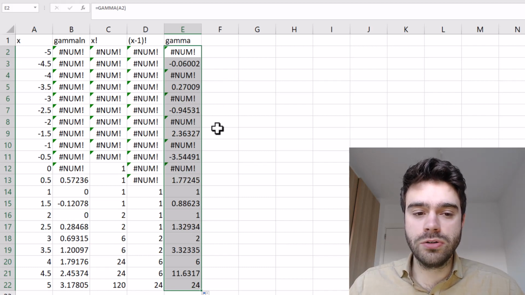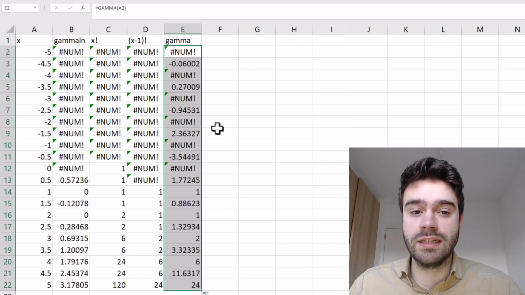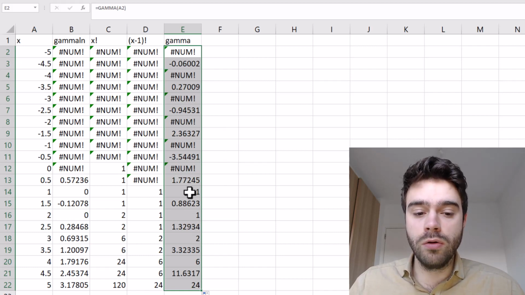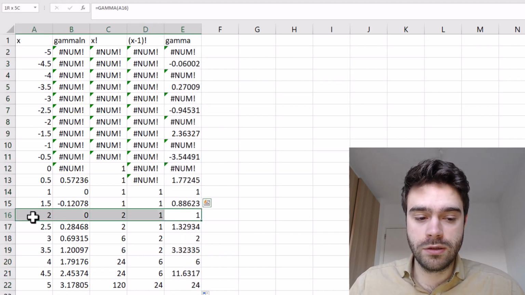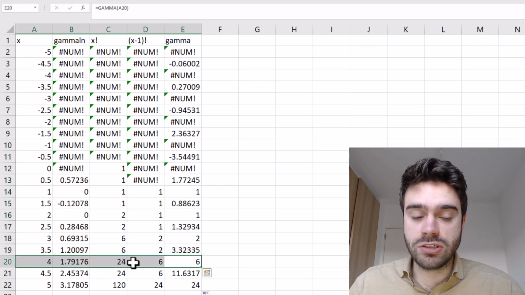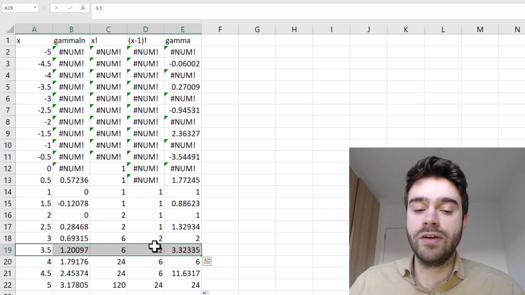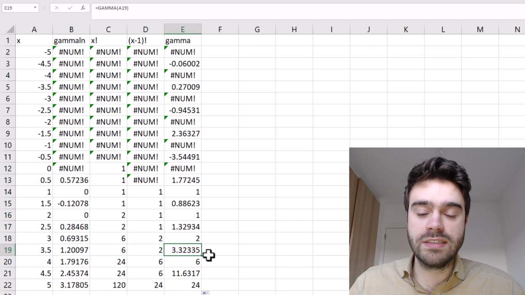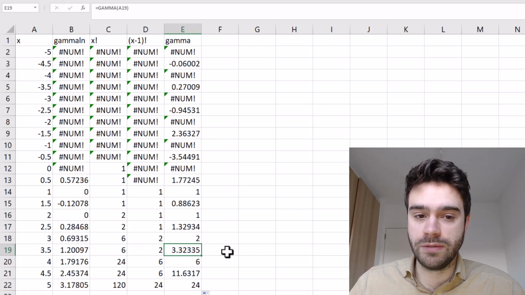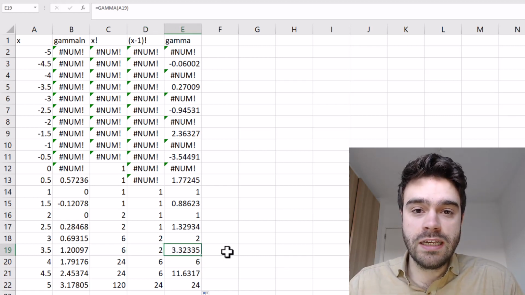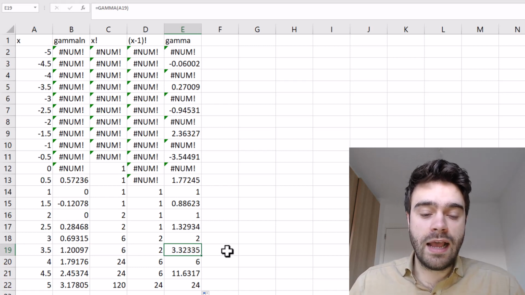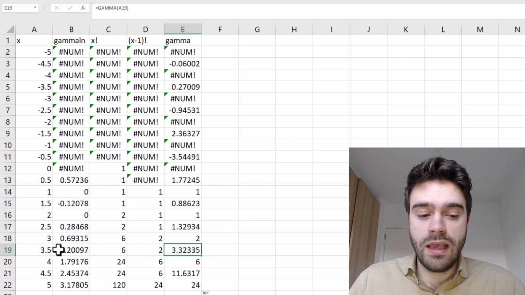One thing you can also notice is that the results match between the GAMMA function and the x minus 1 factorial results only for whole numbers. So for 1, 2, 3, 4, etc. But it does not match for those decimal numbers. So for 3.5, the factorial function is returning 2, whereas the gamma function is returning 3.3. So what the gamma function does is interpolate and see what the result would be if we took a value between 3 and 4.